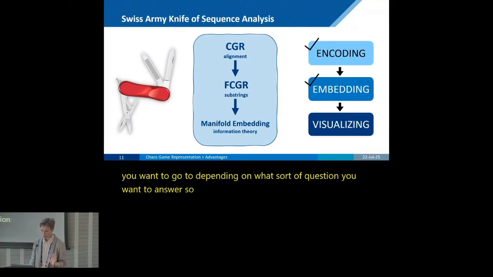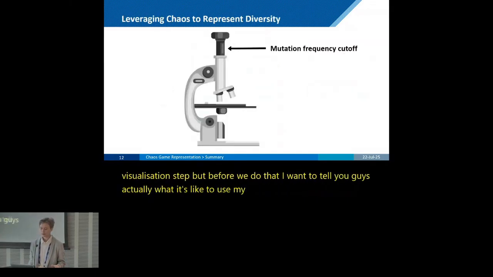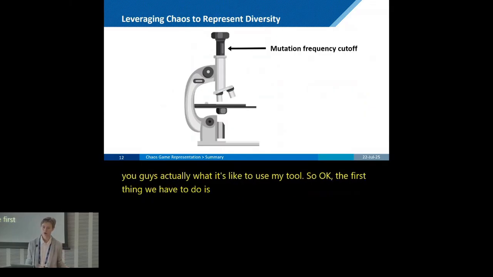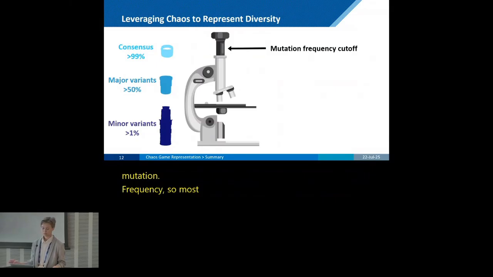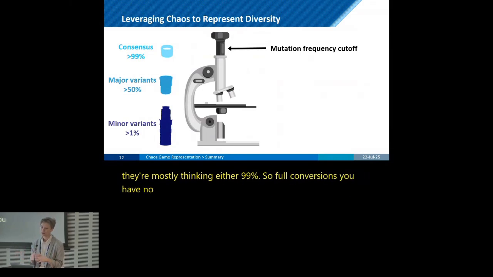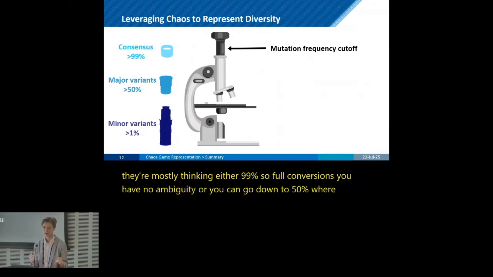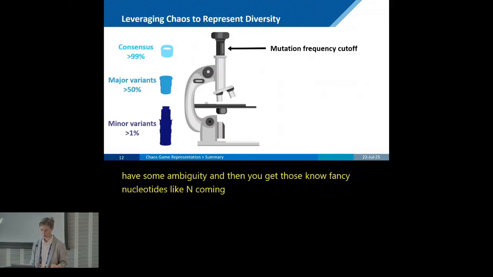So, okay, now we can move on actually to the visualization step. But before we do that, I want to tell you guys what it's like to use my tool. So, okay, the first thing we have to do is decide how low we want to go in our mutation frequency. Most people, when they look at sequences, are mostly thinking either 99%, so full conversions, you have no ambiguity, or you can go down to 50% where you have some ambiguity and then you get those fancy nucleotides like N coming up. But we care about really going down all the way to the bottom. So like I said, yeah, down to 1%.